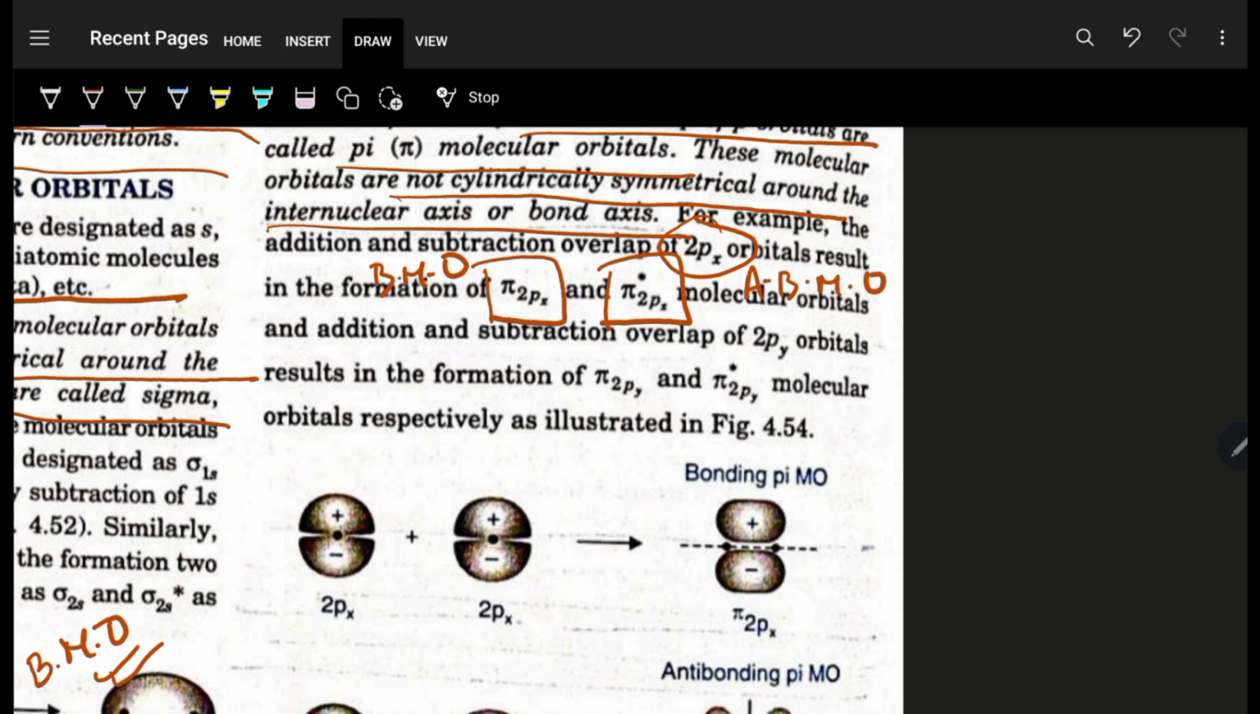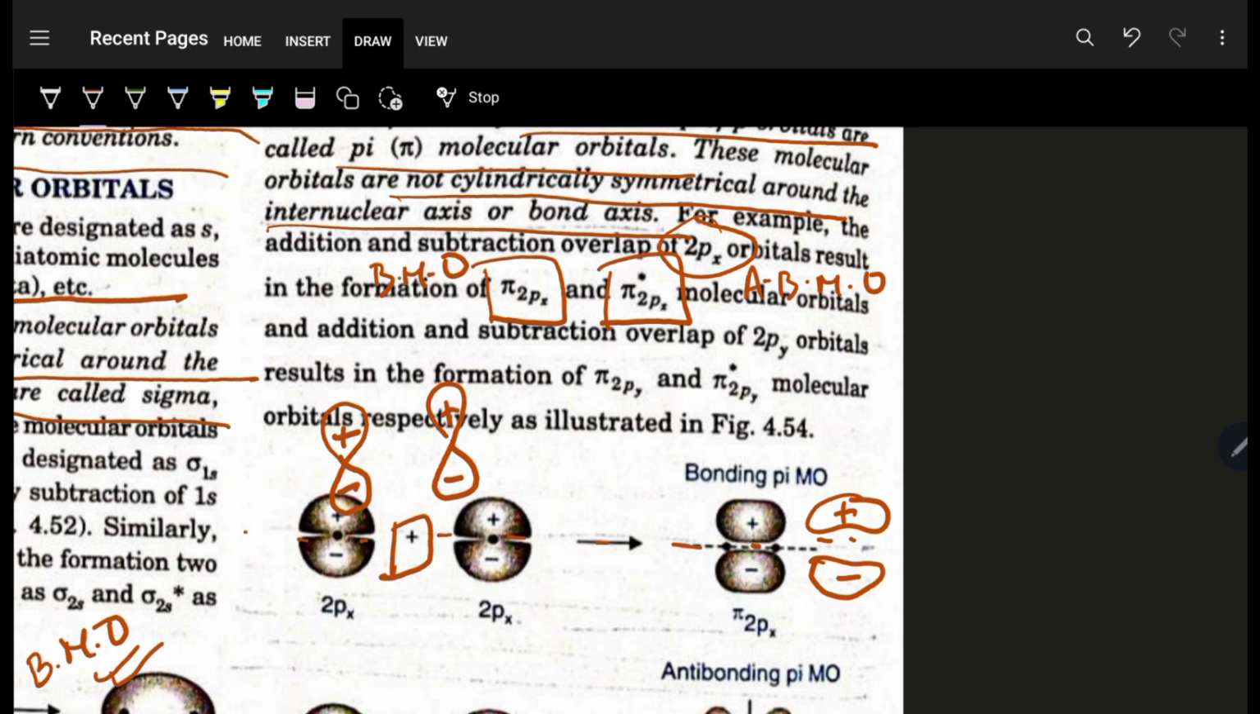How do we show? See, this is the 2px. So if I say this is plus, this is minus. Addition overlap. So again, this will be plus, this will be minus. So remember, this is the nuclear plane, no? So the bonding picture, the pi molecular orbital will be somewhat like this. Here it is a plus sign and here it is a minus sign. It is like this. And there is a nodal plane you can see.